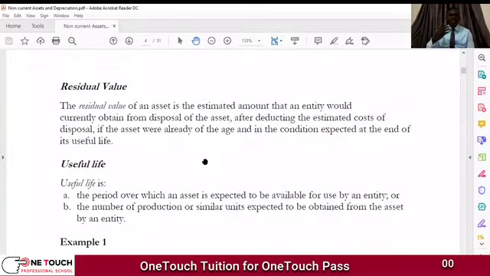Good. Then we have what is called residual value. Now the residual value of an asset is the estimated amount that an entity would currently obtain from disposal of the asset after deducting the estimated cost of disposal, if the asset were already of the age and in the condition expected at the end of its useful life. So residual value of an asset is the amount the business expects to obtain from sale of the asset at the end of the asset's useful life. From that value we need to deduct any cost that will be incurred in selling the asset. Good.